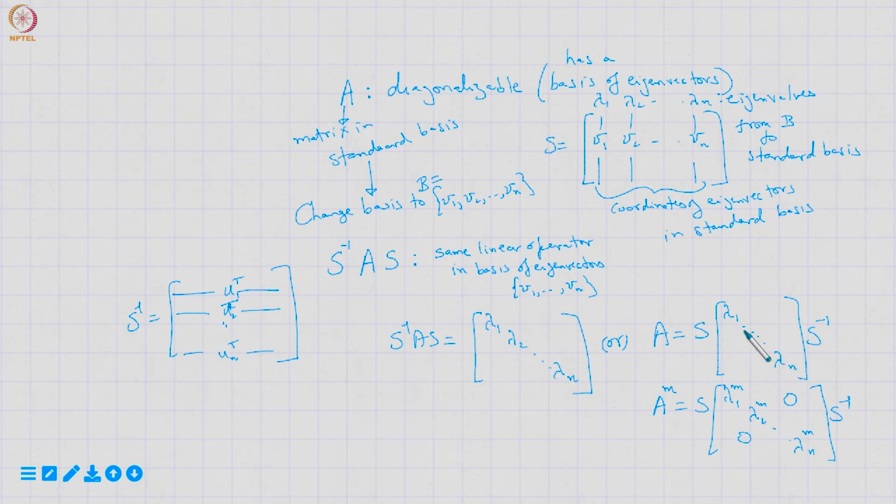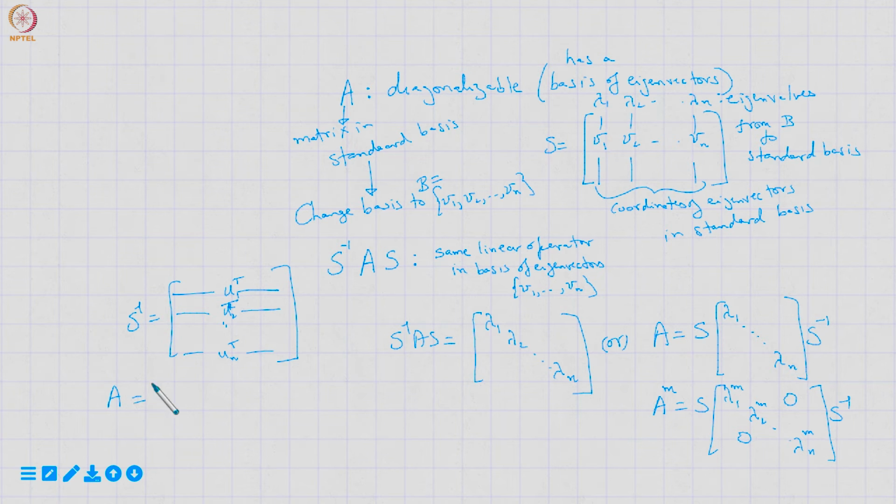And what did lambda 1 do? Lambda 1 to lambda n, when it multiplies S inverse, it will simply scale the rows, right? So, lambda 1 will come on U1 transpose, lambda 2 will come on U2 transpose, like that. And then you will multiply by S on the left, and the columns of S are known to you. Now, that product you can write in a very clean way.